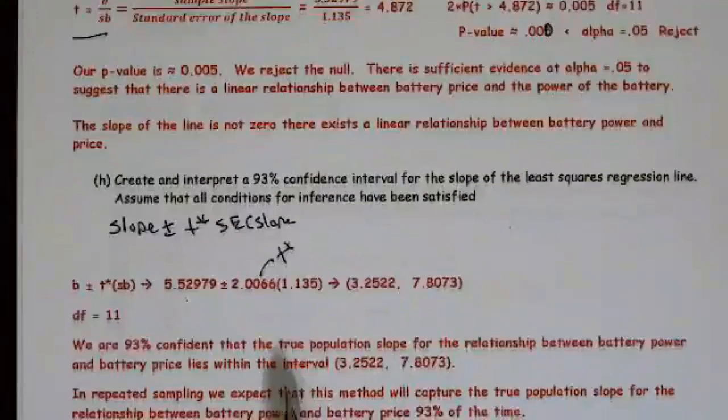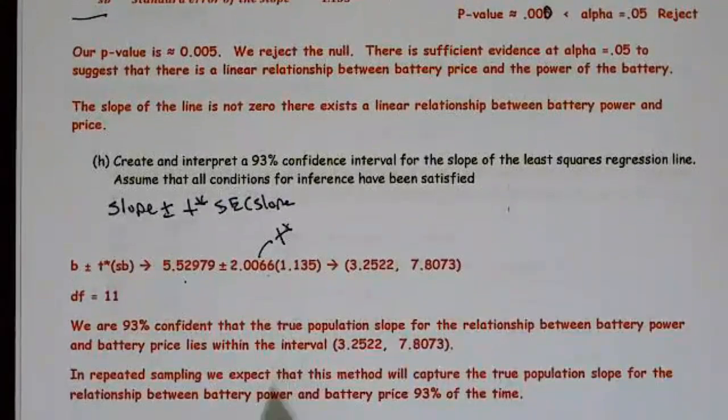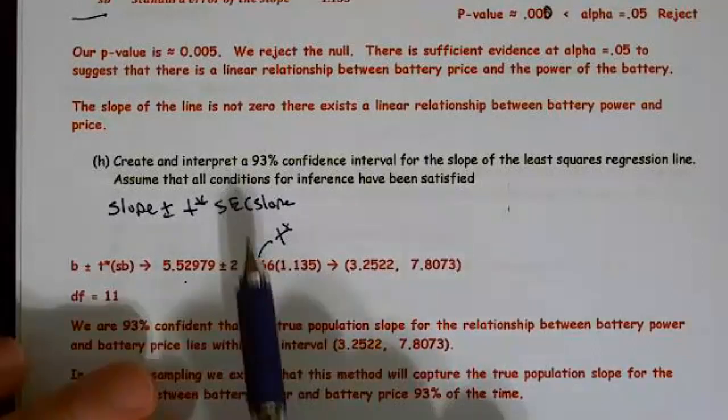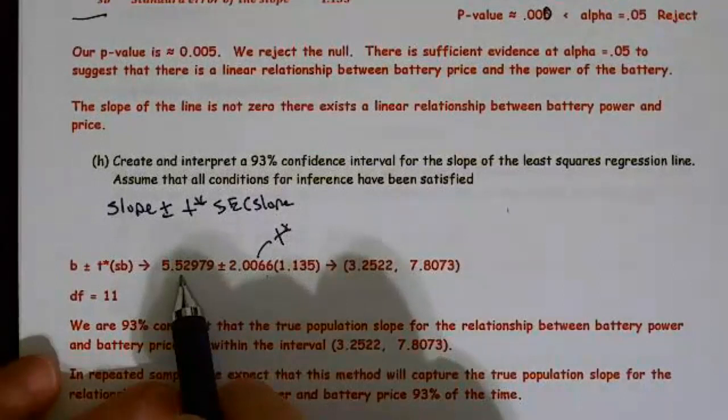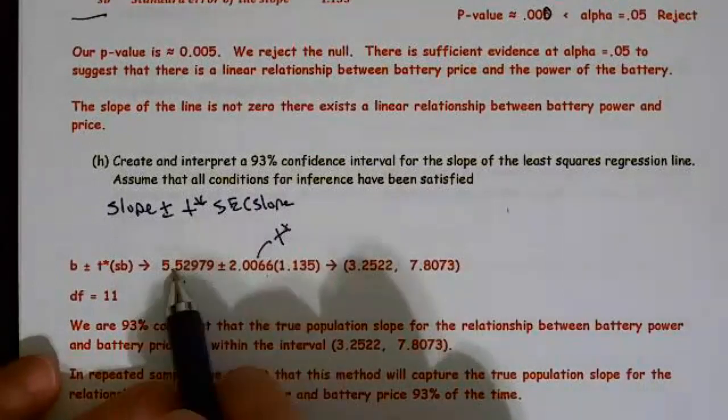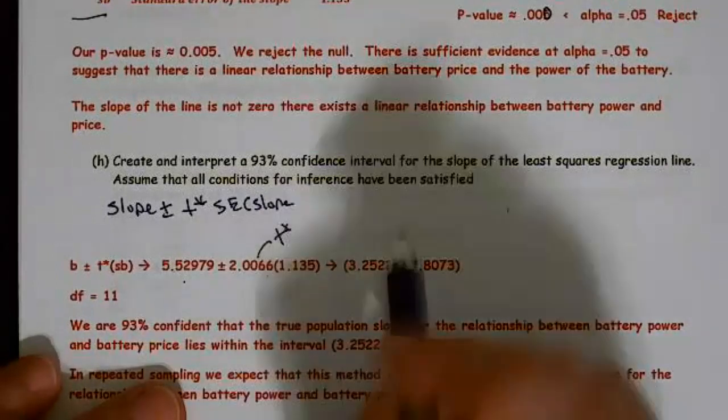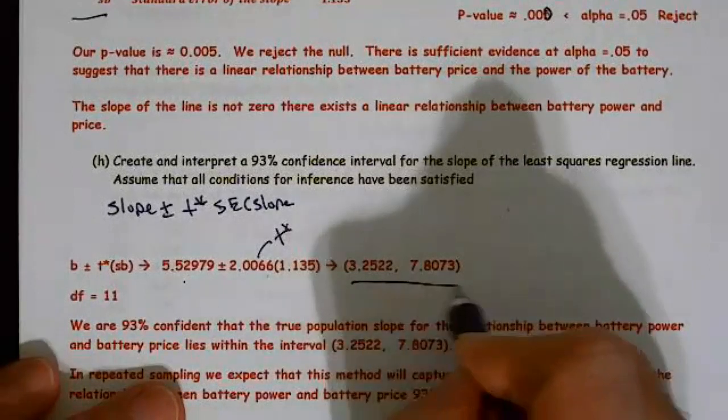So we are 93% confident that the true population slope for the relationship between battery power and price lies within this interval. And you're probably going, well, how did you get that? And the answer is I had to calculate it by hand. I had to go 5.5 plus 2 times this, and then 5.5 minus 2 times that. And if I did that, I got this value.